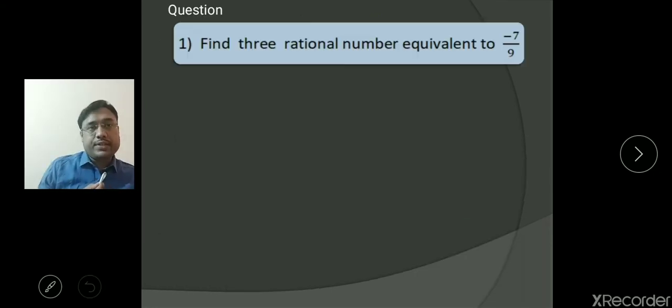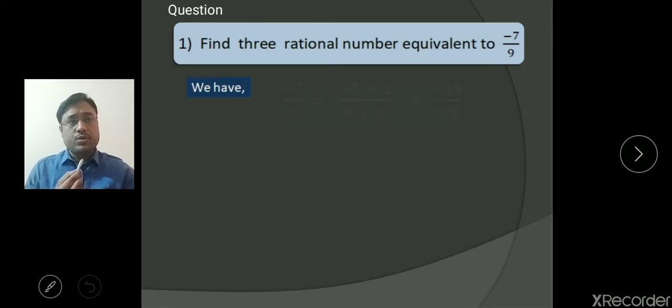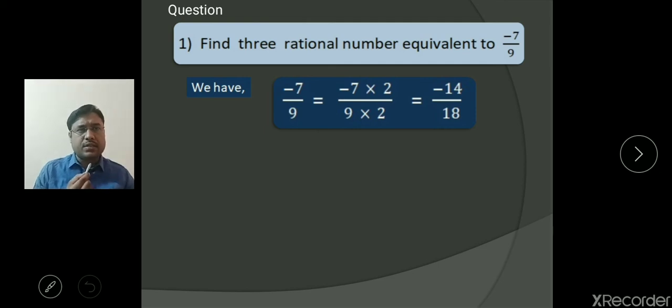Now find equivalent numbers in this question. You can see in this question: find 3 rational numbers equivalent to minus 7 by 9. So here minus 7 by 9 has no common factor, so we will only multiply. That means the numerator and denominator we will multiply by the same number. Then only you will get it. So we have minus 7 by 9 is equal to, here multiplied by 2, the numerator minus 7 into 2 and 9 into 2. So you will get minus 14 by 18.